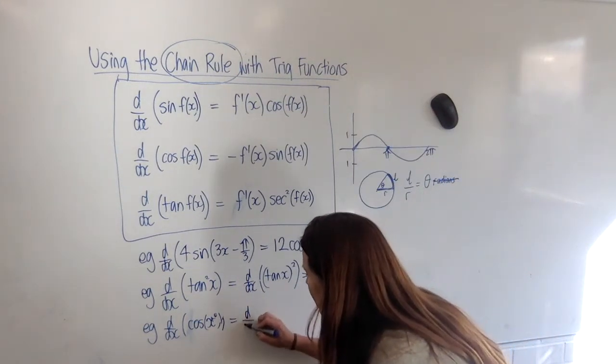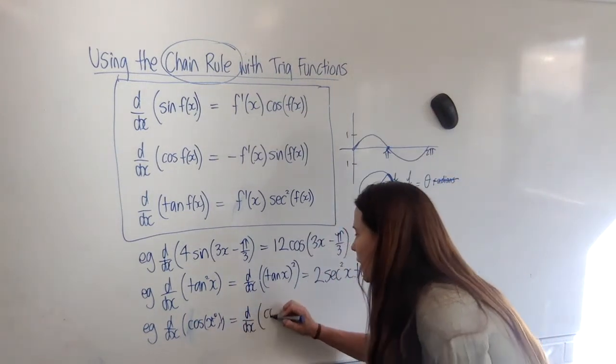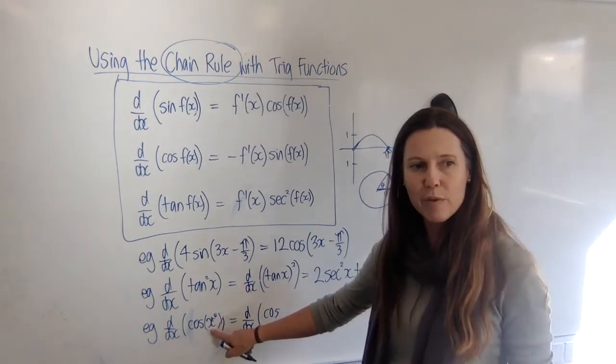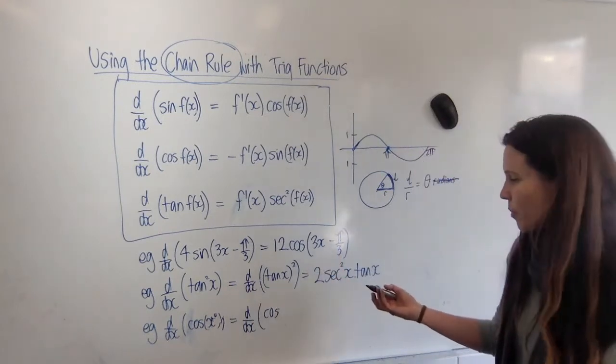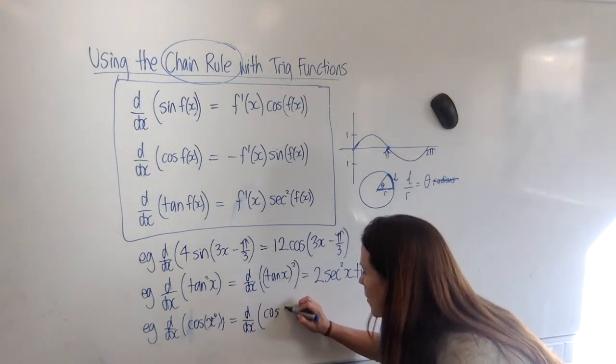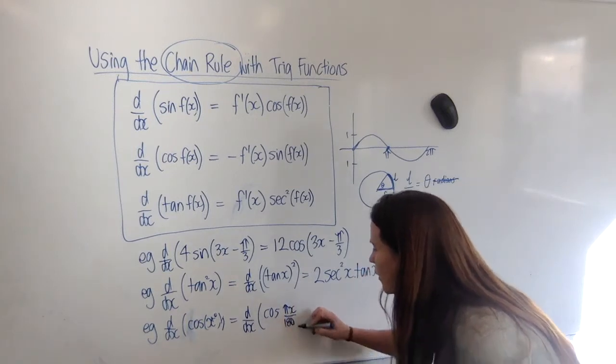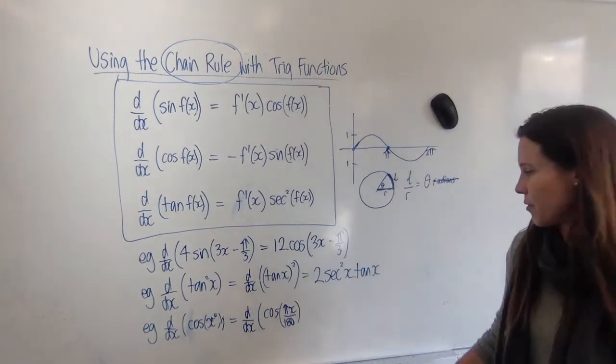So let's rewrite it. What we want to actually differentiate is the cos of. Now how do you change a number from degrees to radians? You multiply by pi over 180. So I'm going to get pi x over 180. And now I can differentiate it.